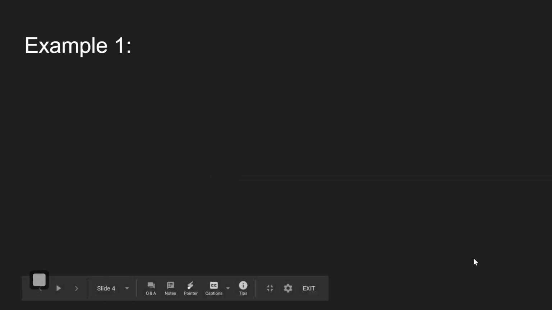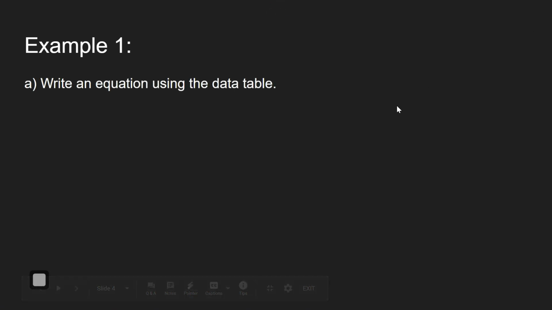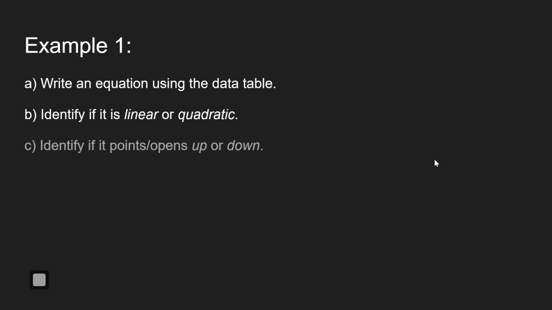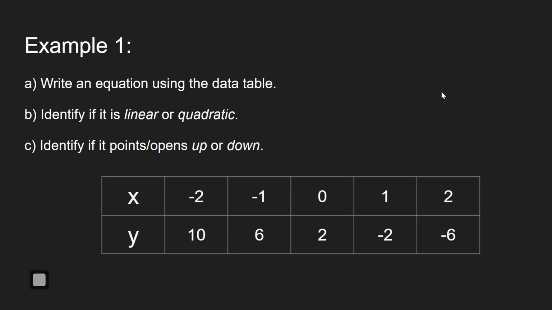For our first example, we're going to write an equation using the data table given to us. We need to identify whether it's linear or quadratic, and identify if it points or opens up or down. So here's what we're going to do. We're going to figure out our change in y first.